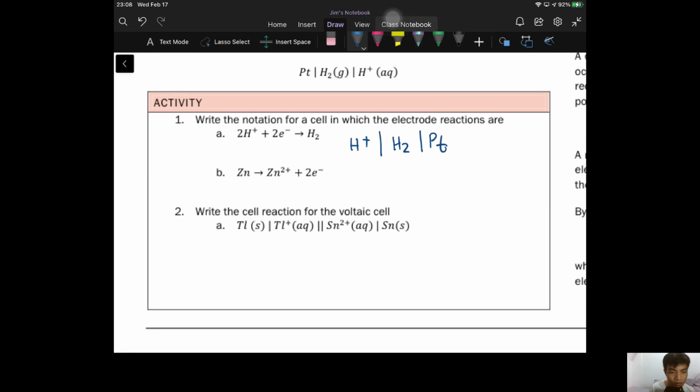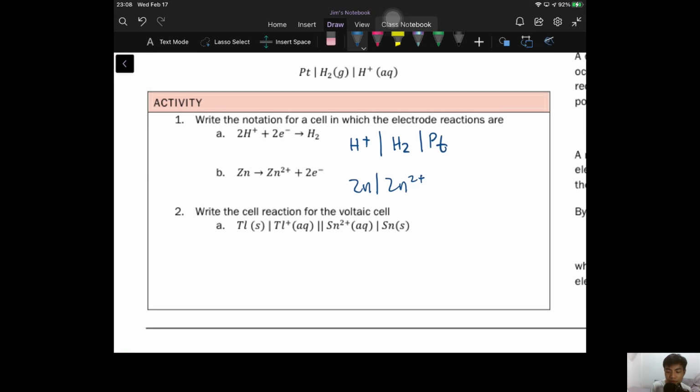So let's try letter B. Alamin mo muna kung yan ay cathode or anode. So we have zinc producing zinc 2 plus and 2 electrons. So again, yung electron nasa product side, so this is oxidation or anode. Ano yung format sa anode? Metal, single line, metal ion. Okay, so ganun gagawin natin. So you have your metal, then followed by the metal ion. Okay, hindi mo na ipapakita yung electron.